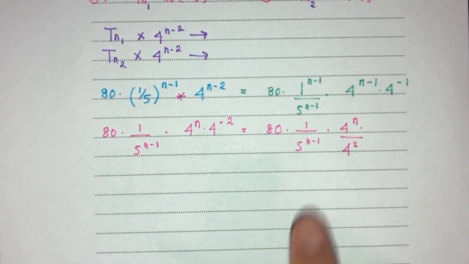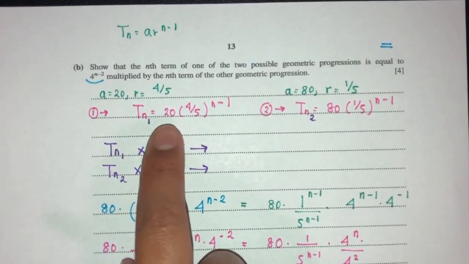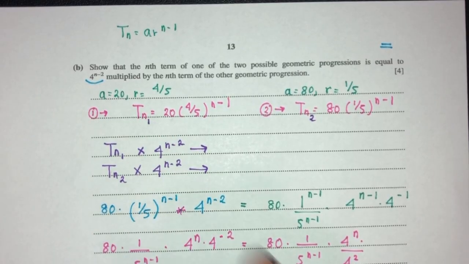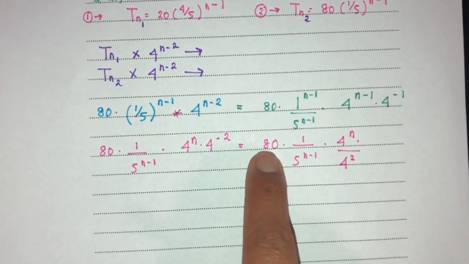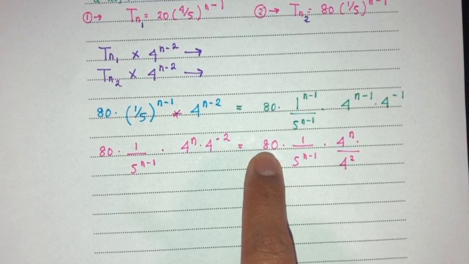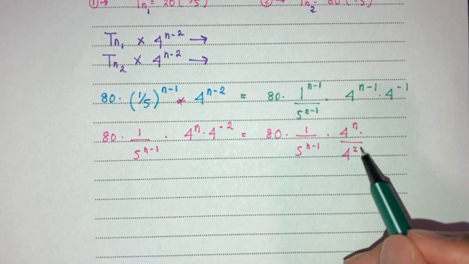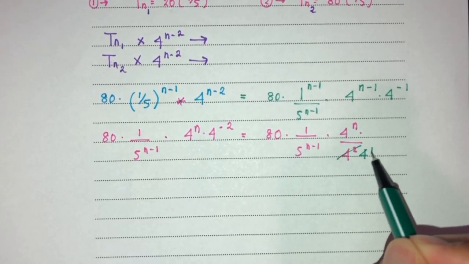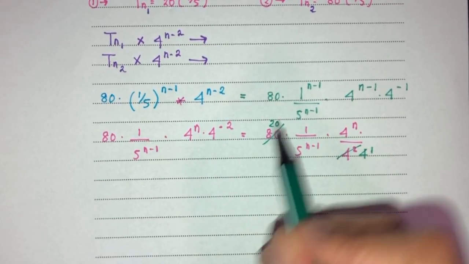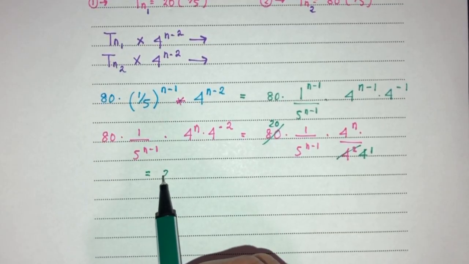Now remember, I need to change this into this. I need to have 20 over here, so I have 80 here. How do you make 80 become 20? Divide by 4. So basically I divide by 4 here. That'll become 4 power 1, and that will become 20. So now this thing is done. I have 20 here already as required.